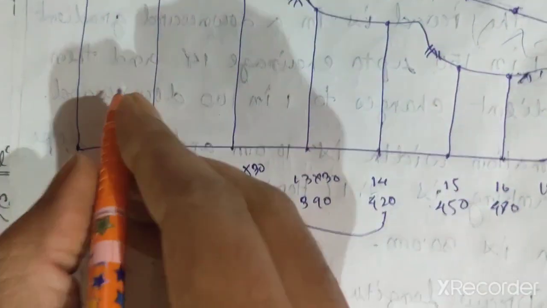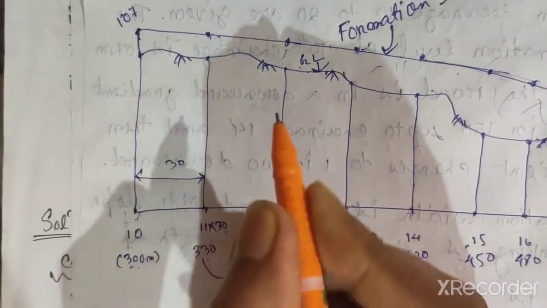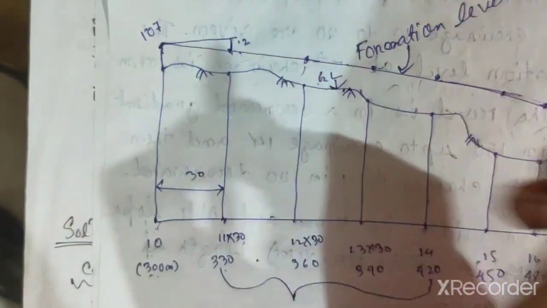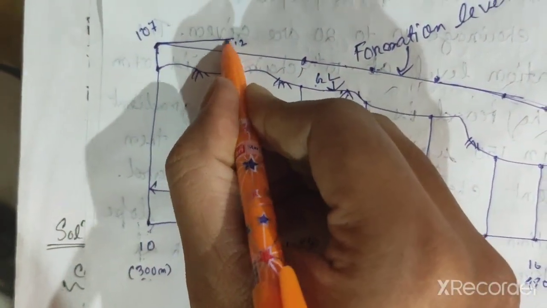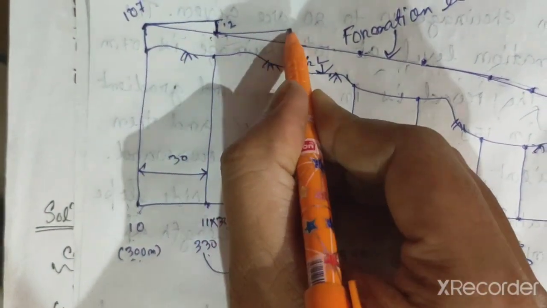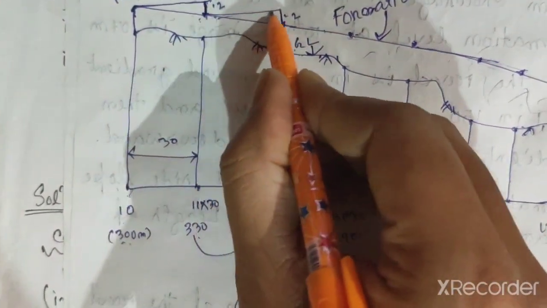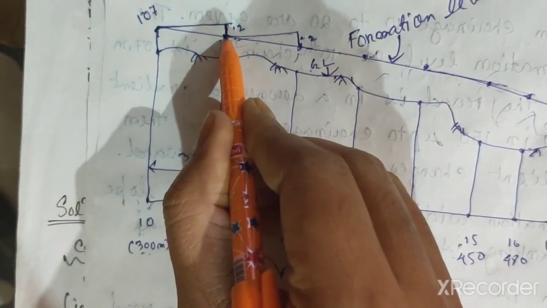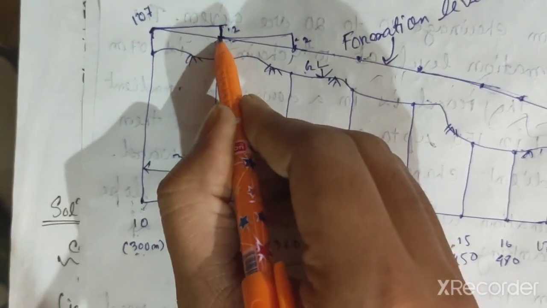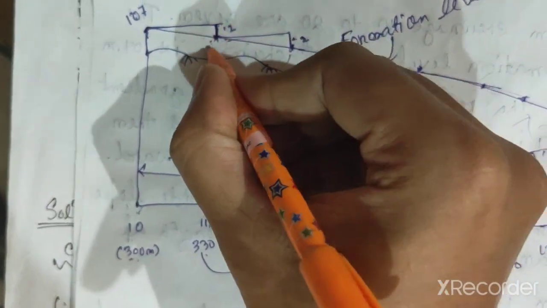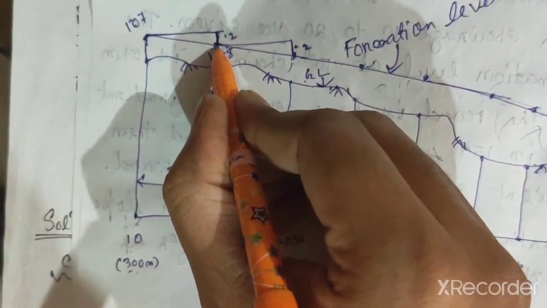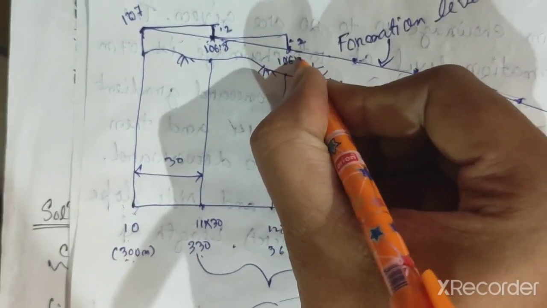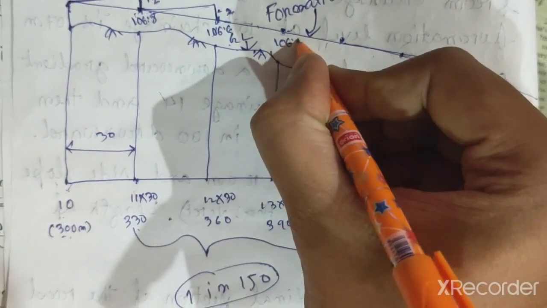So if we are moving 30 horizontally, we have to move 0.2 vertically. So the RL of this point would be 107 minus 0.2, which is 106.8. Whatever the RL of this point, we have to deduct 0.2 from it to achieve the RL of the next point, 106.6. Just like that, 106.4.